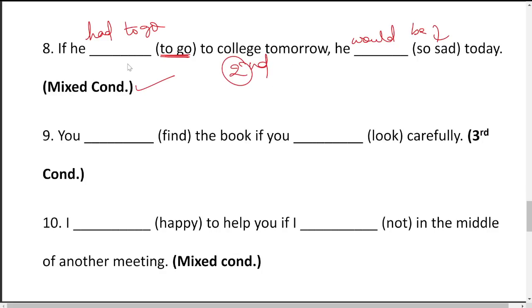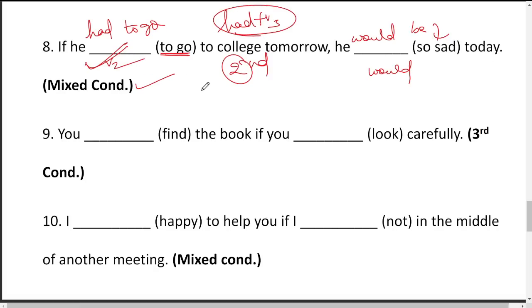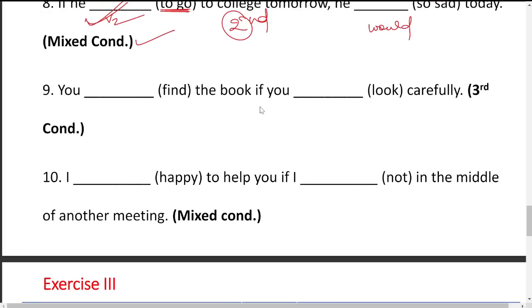Second condition is nothing but starts with the subject plus V2, and on the other side we have to connect to would. Here had also can be used as V3. See, only had plus V3 is different. Only had is different. Here only had in the sense V2. Next one. You dash find the book if you dash carefully.